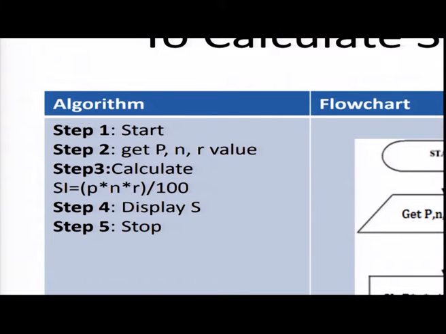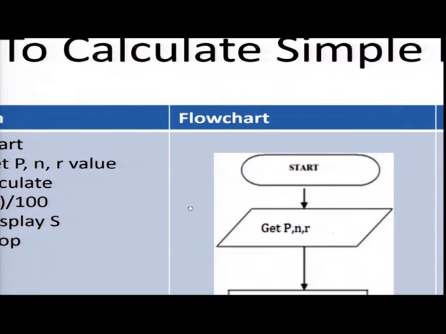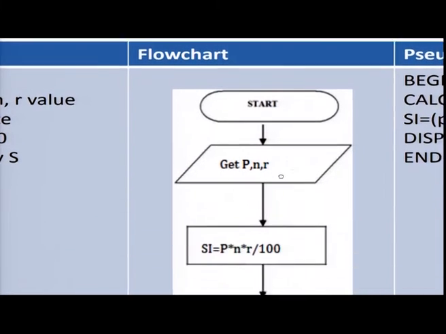So display S or SI. So it should be SI. Then step 5 is stop. Now let us see how the flowchart has been written.